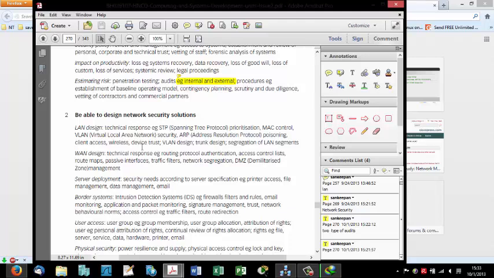I might teach all benchmarks, server hardening, intrusion detection systems, firewalls, filters and rules, email monitoring, application and packet monitoring, signature management, trust network behavior norms, access control, traffic filters and route redirection. Okay. So next week we will be looking into security needs according to server specification, which is the benchmarks.